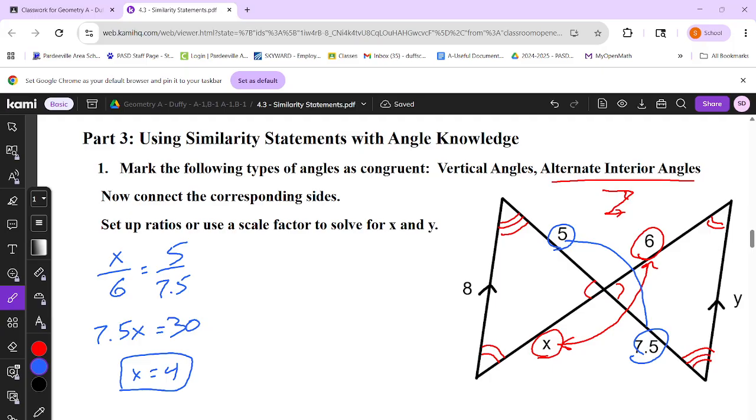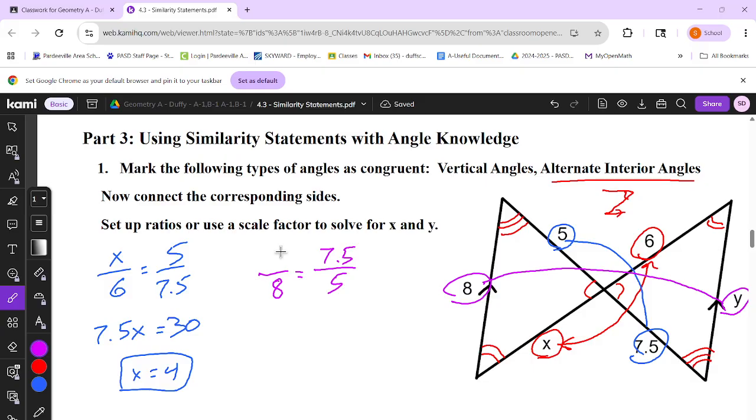We could do the same thing with y. We know y has to correspond to 8. So if I set up a ratio with y and 8, y over 8, I'm doing right over left. And then I have to set that equal to right over left triangle. So maybe let's do 7.5 and 5 again. But notice that I had to flip it because we're going right triangle over left triangle.